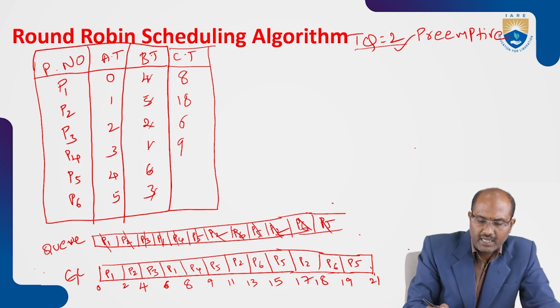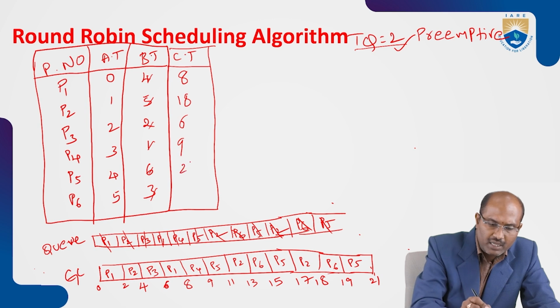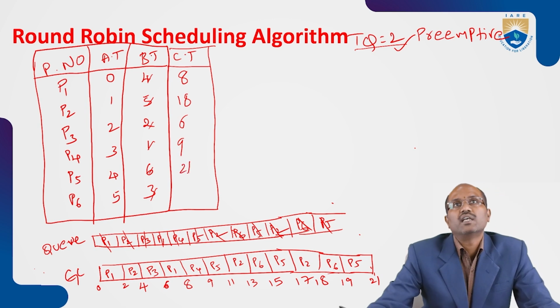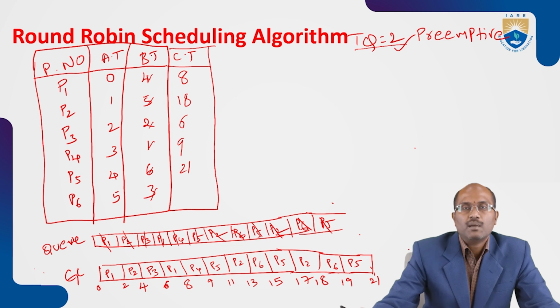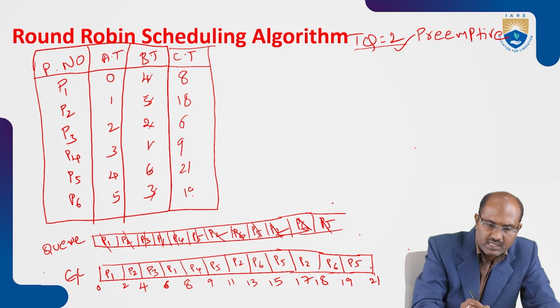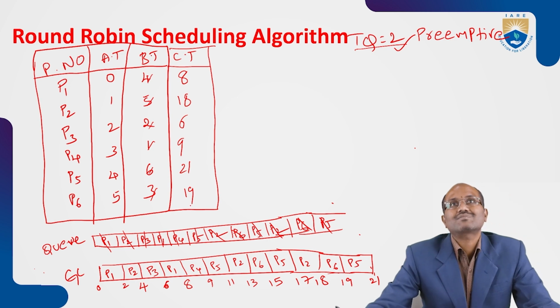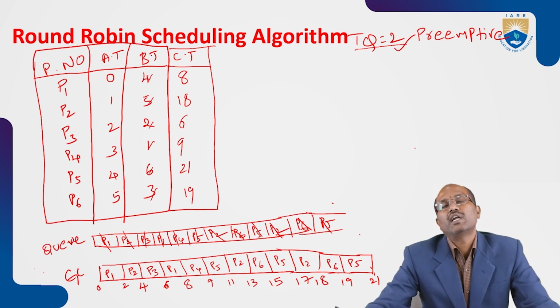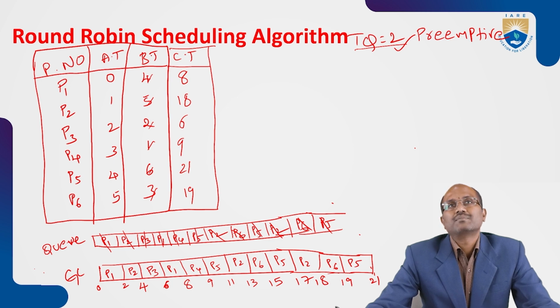P5 completed, coming from back to end, at 21 units of time. That is the completion time for P5. P6 completed at 19 units of time. So we computed the completion time for all 6 processes.